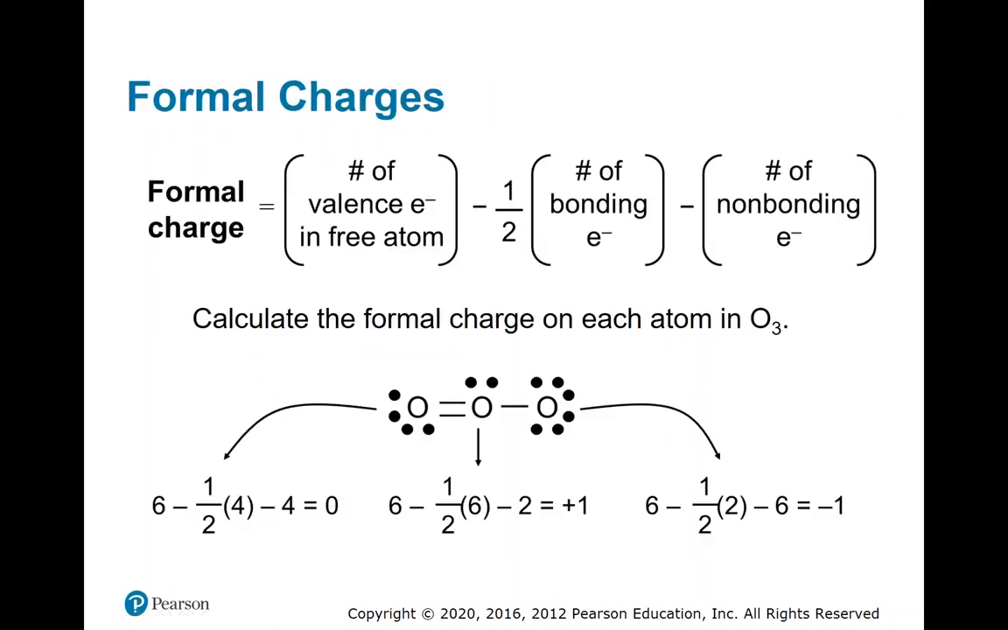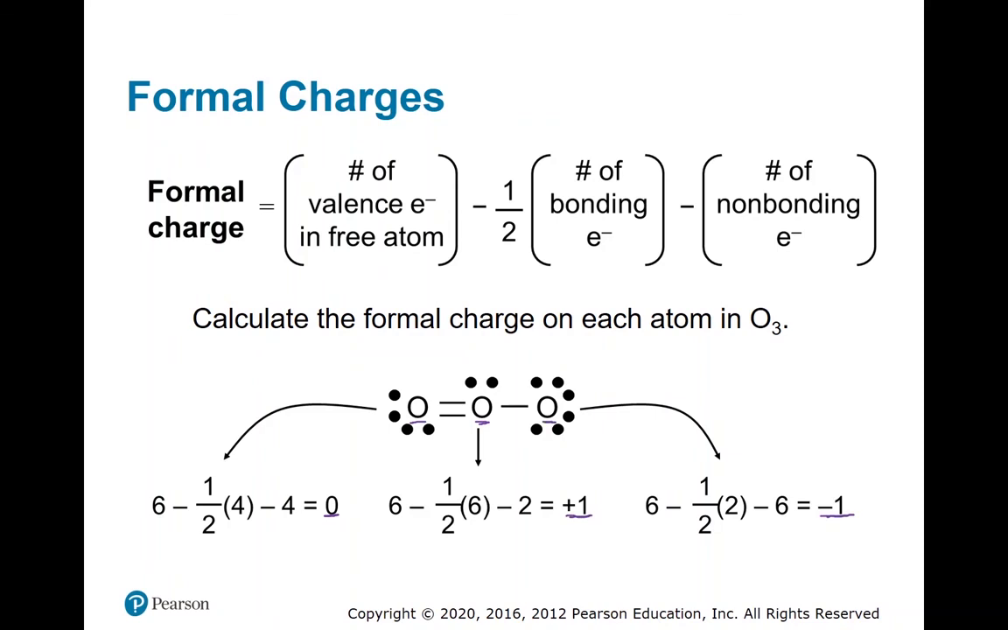For each of the three oxygens that you see here on the screen, we can calculate the formal charges just by plugging in the relevant values. So for the leftmost oxygen, assuming that we have this structure where the double bond is between the left and center oxygen, this oxygen on the left has a formal charge of 0. This oxygen here in the center has a formal charge of +1. And this oxygen here on the right has a formal charge of -1.